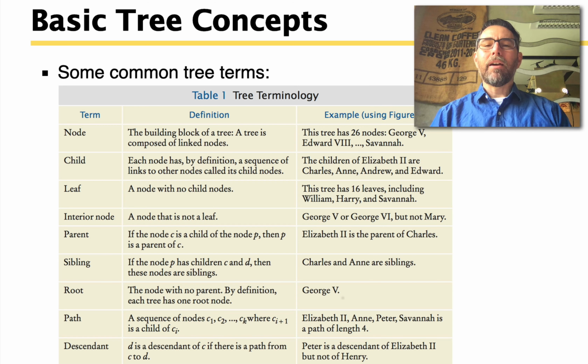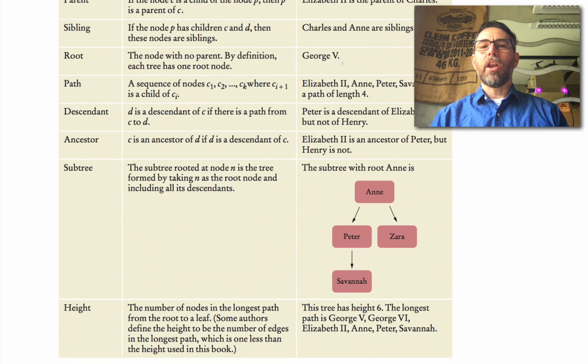A path means a sequence of nodes that starts from one ancestor and goes to one descendant. It doesn't necessarily have to be a root and a leaf. It can be anything in between, but it is a path of direct descendants that is within a given tree. A descendant is a node that has a relationship with another node where you can find a path from the ancestor node down to the descendant.